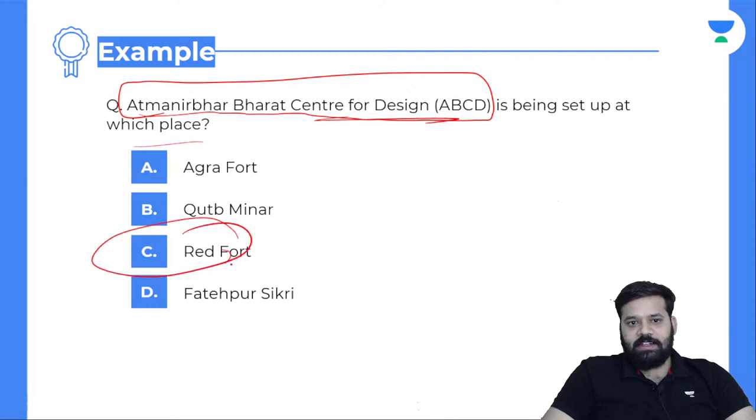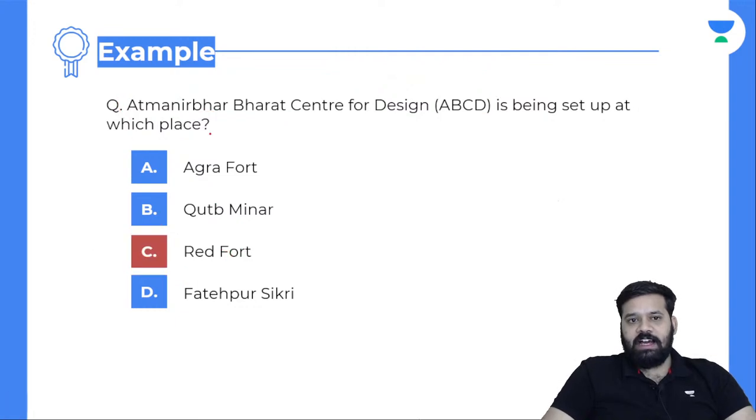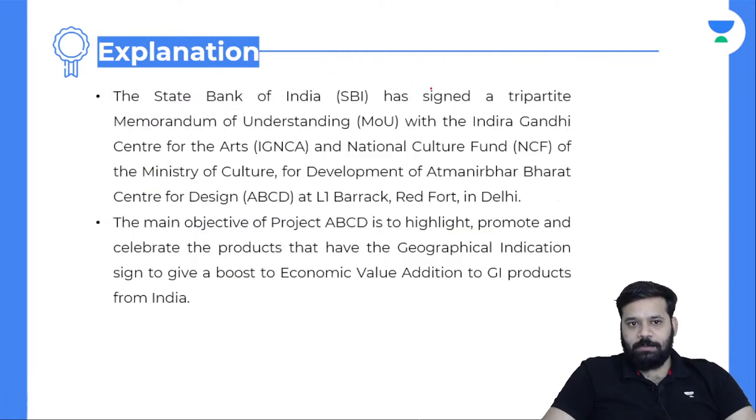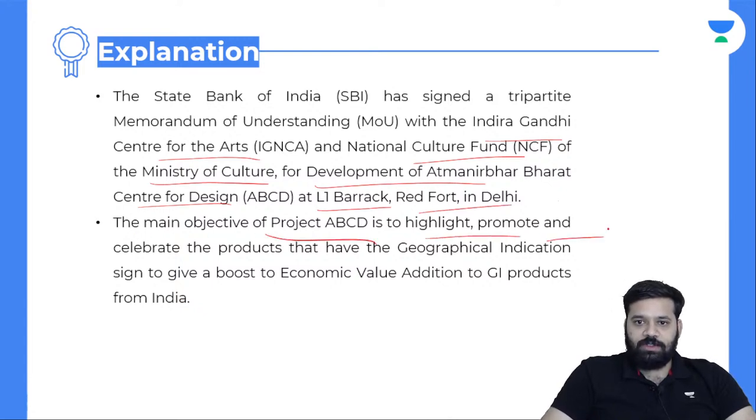Okay, right answer here is Red Fort. Atmanirbhar Bharat Center for Design is being set up at Red Fort. SBI has signed a tripartite memorandum of understanding with Indira Gandhi Centre for the Arts and the National Culture Fund of Ministry of Culture for development of Atmanirbhar Bharat Center for Design at L1 Barrack, Red Fort in Delhi. The main objective of Project ABCD is to highlight, promote and celebrate the products that have geographical indicators, to give a boost to economic value addition to GI products from India.